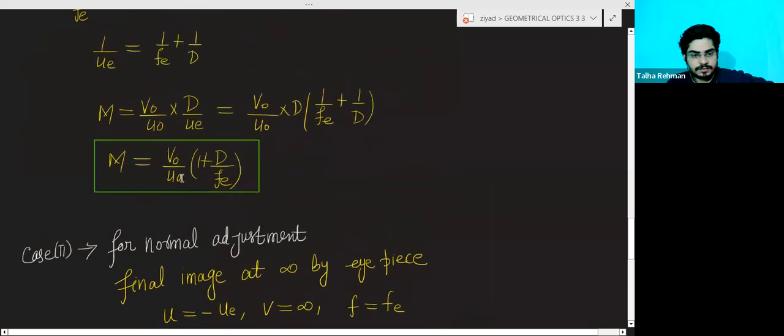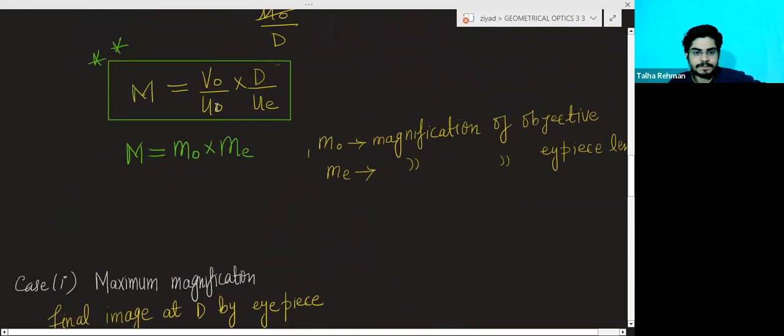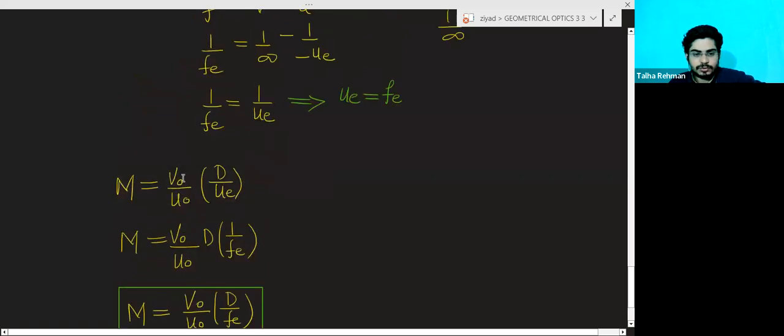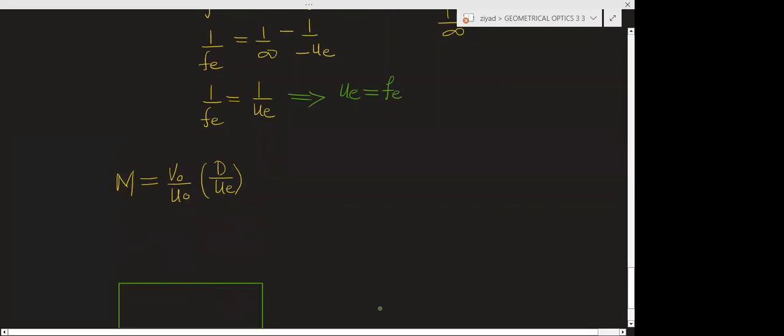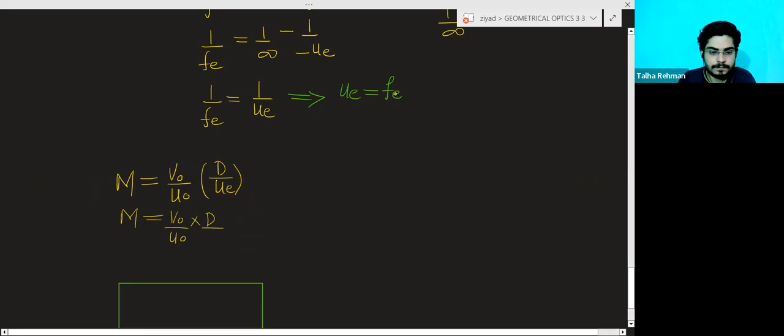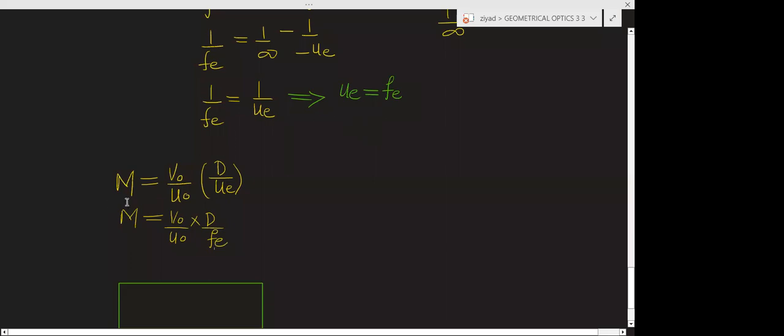Now you will put into the formula of magnification the value of UE. So you will have the magnification V naught by U naught multiplied by D by FE. The formula of magnification is V naught by U naught multiplied by D by UE, and what is the value of UE? FE. You can see here. This is the magnification: M is equal to V naught by U naught multiplied by D, and in terms of UE, you can put FE. And this is the formula you will get.